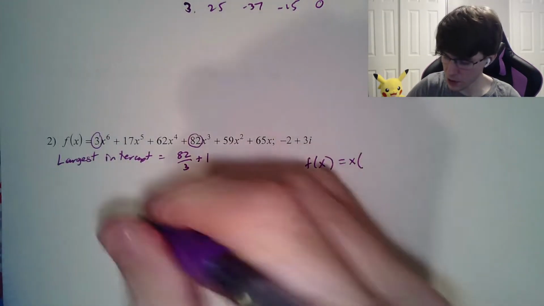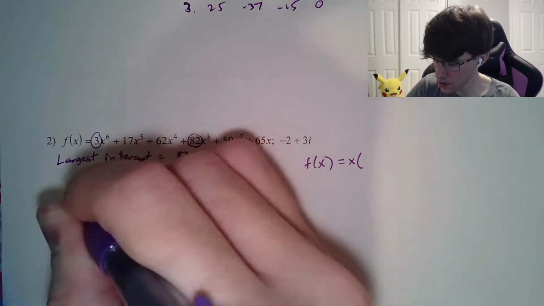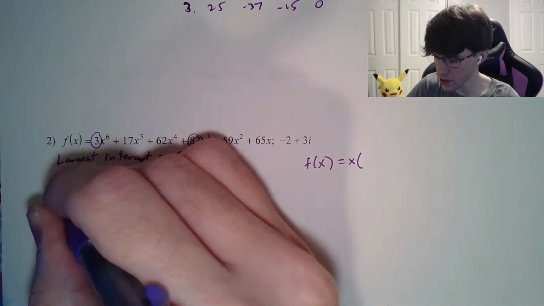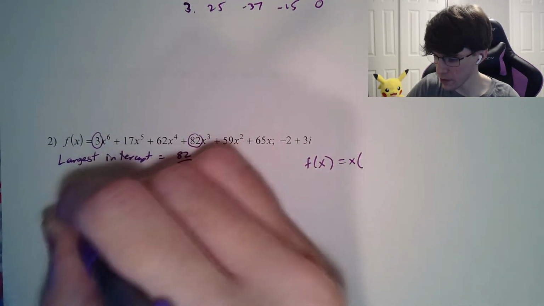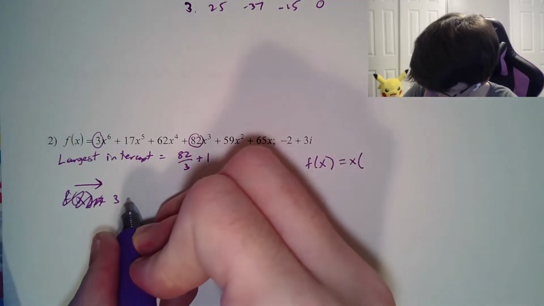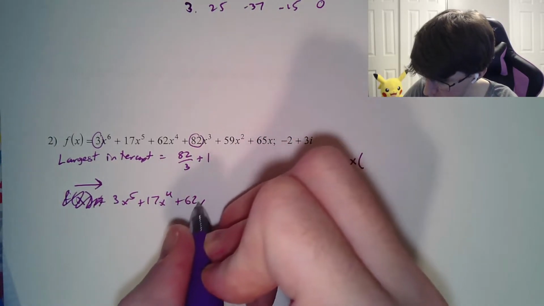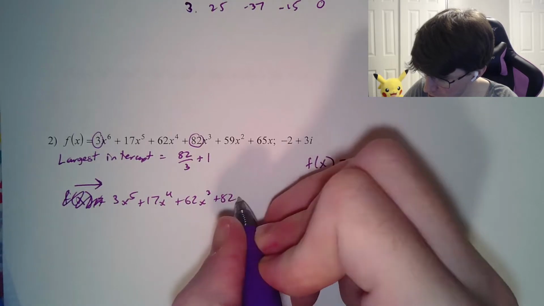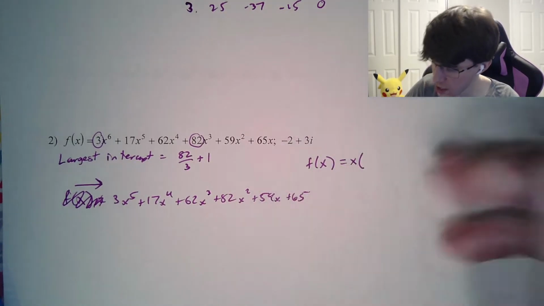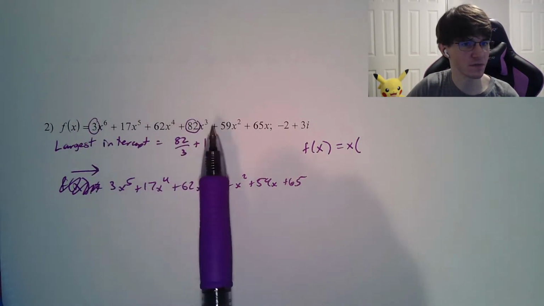So we can immediately rewrite this question, I'm not going to write f of x equal, maybe write an arrow going to, and it becomes 3x to the 5th plus 17x to the 4th plus 62x to the 3rd plus 82x squared plus 59x plus 65. And the reason I did that is because I had an x that I took out of all of these.